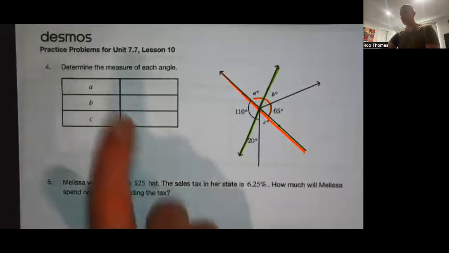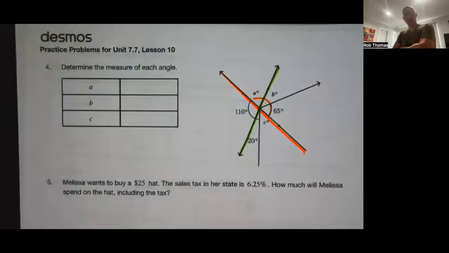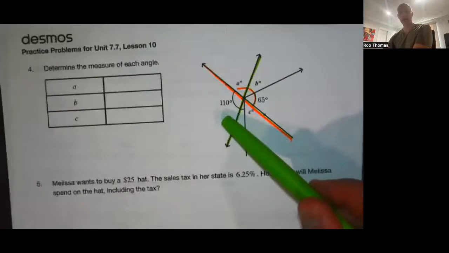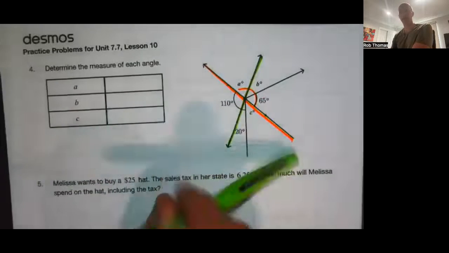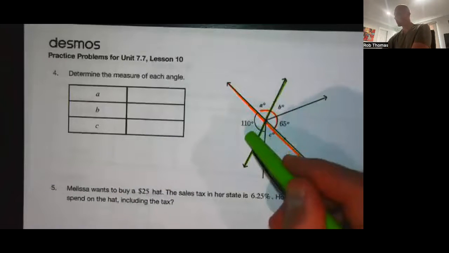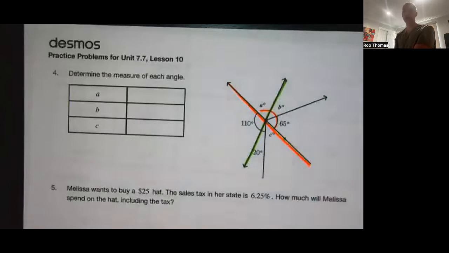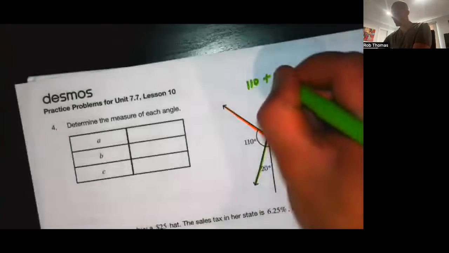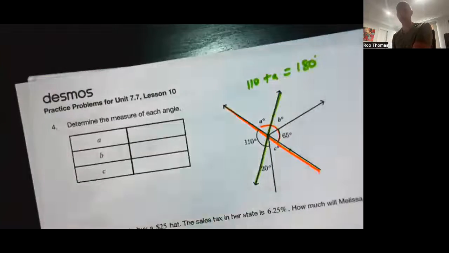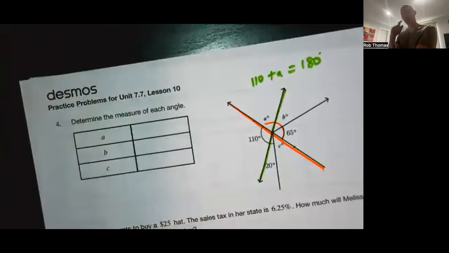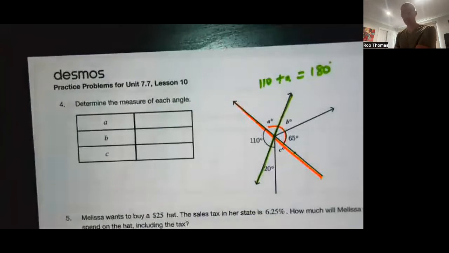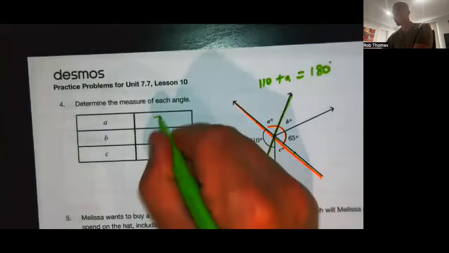Well, the first one we're supposed to figure out is A. What could we do? Oh, it's going to involve the green line. The one that I highlighted in green, all the angles on one side of it have to add up to 180, and all the angles on the other side also have to add up to 180. And see how the 110 and the angle A make up one whole side of the green line? So that means they have to add up to 180. So you get 110 plus A equals 180. That's going to be our first fact that we can use. And you've done these before. You've solved them as equations. Subtract 110 from both sides. You would get A equals 70 degrees.